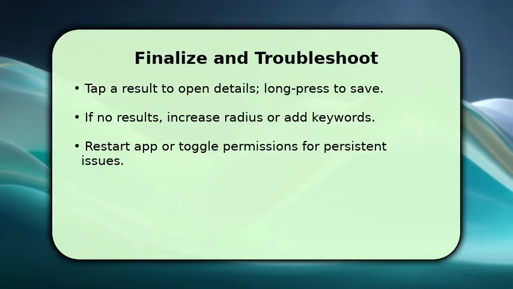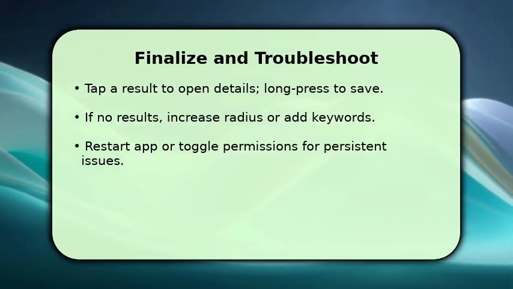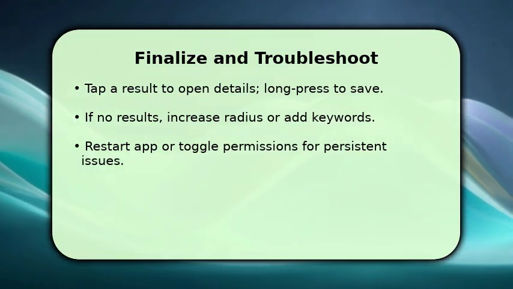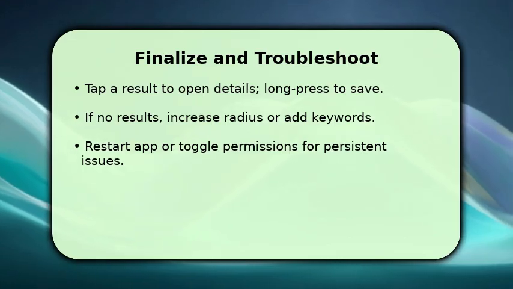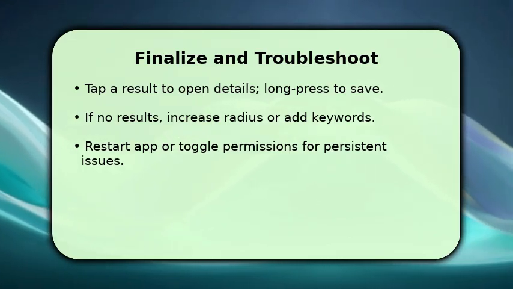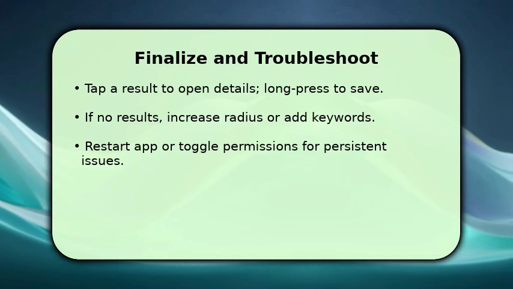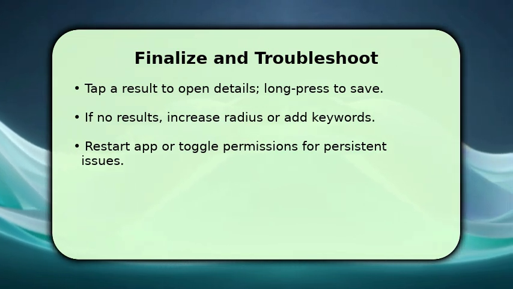If problems persist, restart the Circle app, verify permissions, and reboot the M35 as a last resort. One key troubleshooting tip: toggling location and camera permissions usually resolves detection failures.